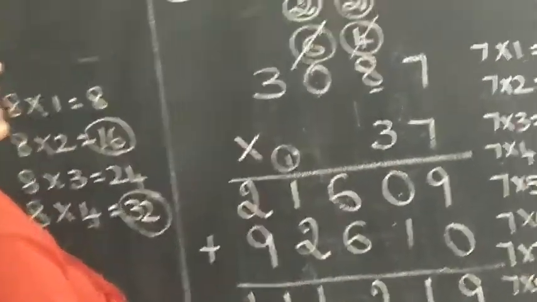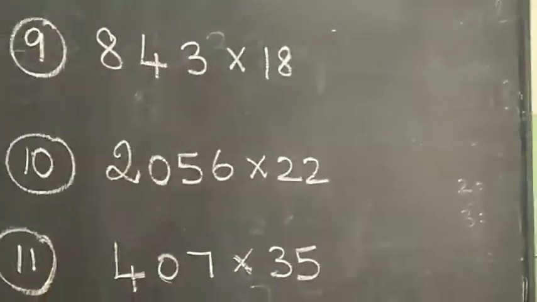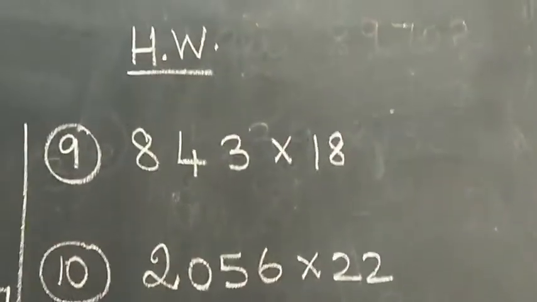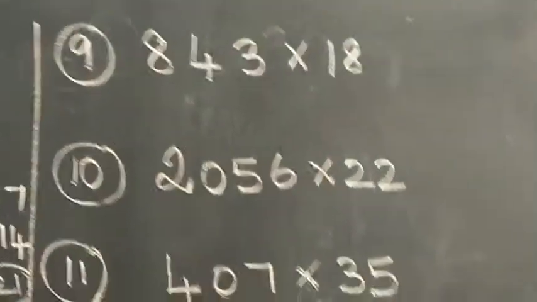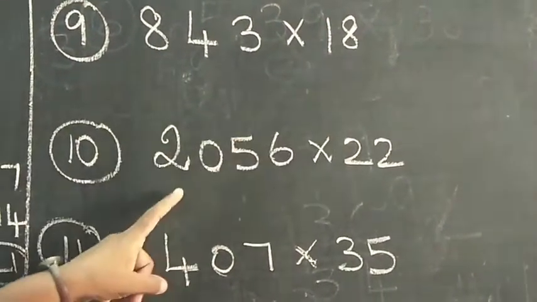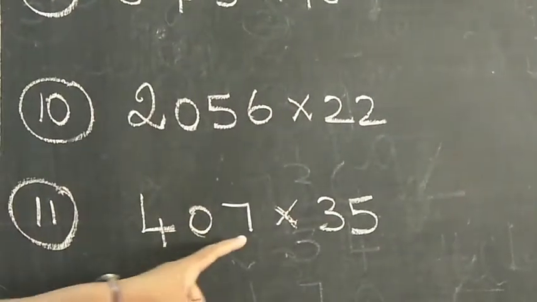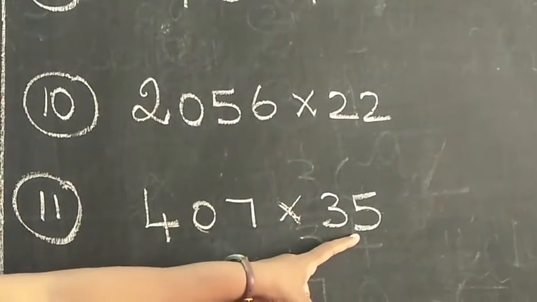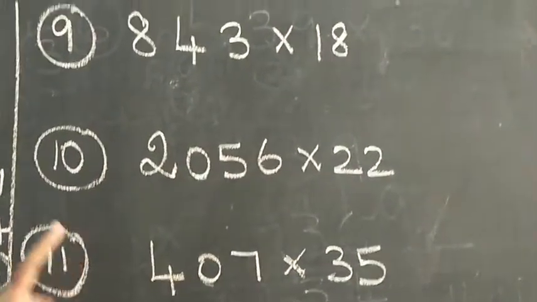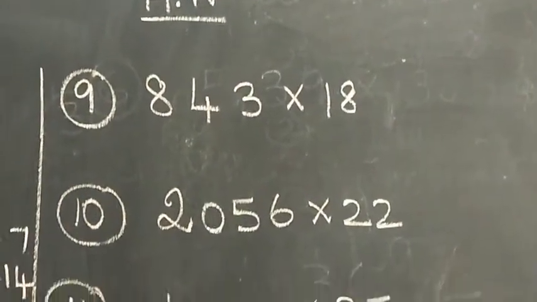Okay. Now we'll see. See, 3 sums I have given for homework. You have to do these 3 sums and you have to send them to me. Okay. 843 multiplied by 18, 2056 multiplied by 22 and 407 multiplied by 35. Okay children, 3 sums are for your homework. You have to send only the homework. No need to send the classwork. You can do the homework and you can send it to me.